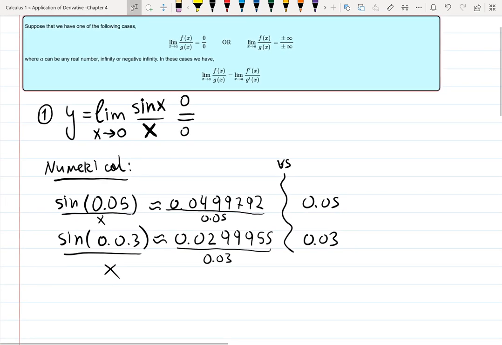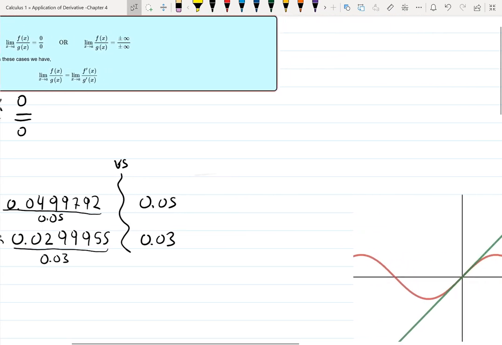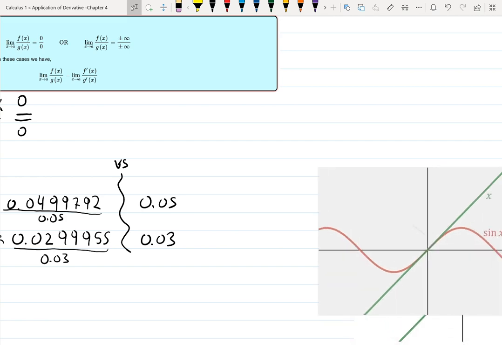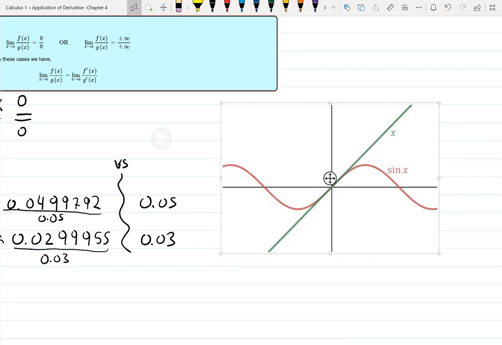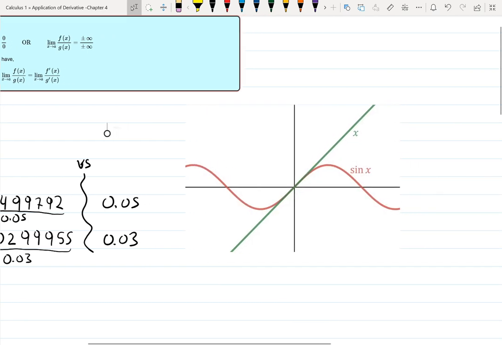Well, this is not very practical. Are you going to be checking millions of numbers? There's no way you can check all of them. And how many is good enough to make a claim? So the second approach was graphical. And I showed this graph before when we were working with linear approximations. You can check that video.